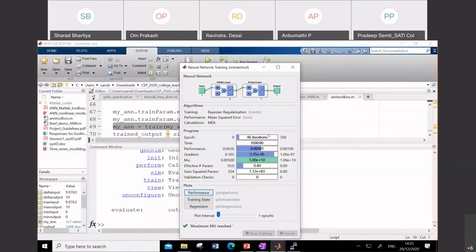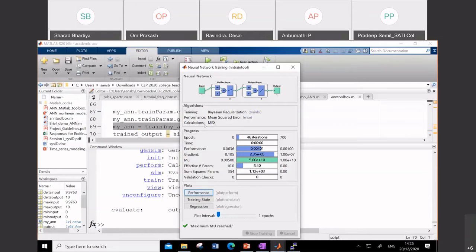Okay, or it just projects the same. Now you can see over here, we have said Bayesian regularization, train BR, as that particular training algorithm. So we could have used train LM also, but we chose to use train BR. Then you have mean squared error as your performance index.